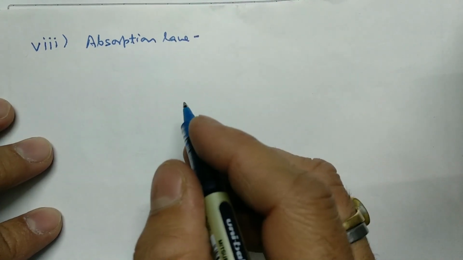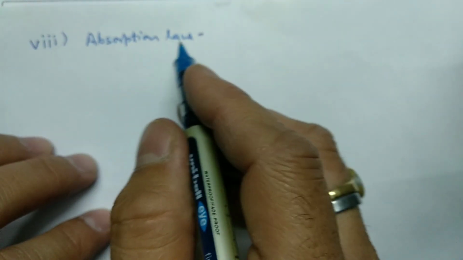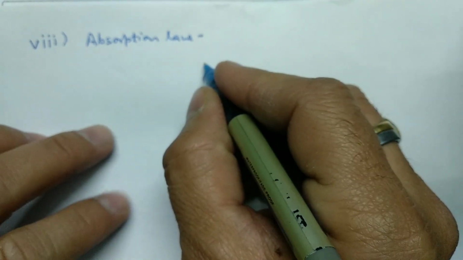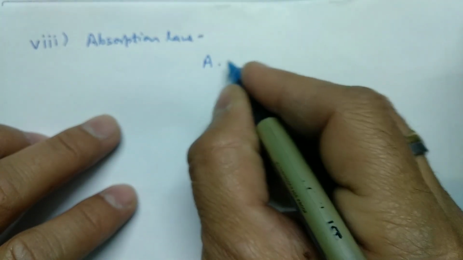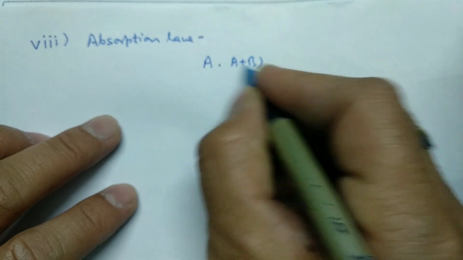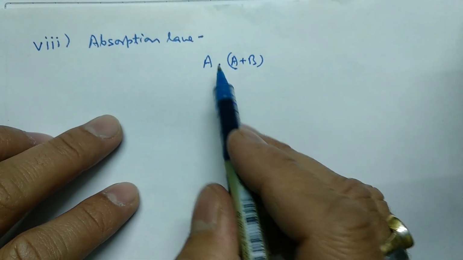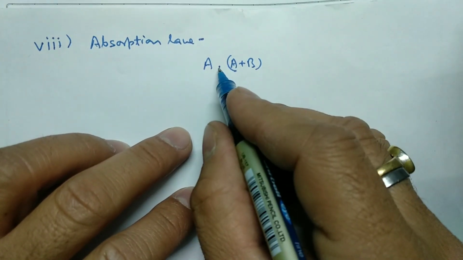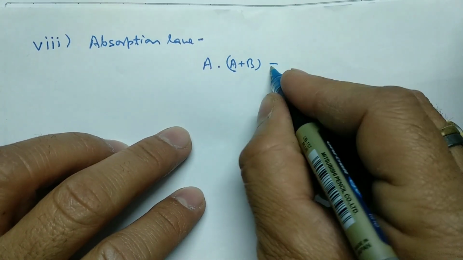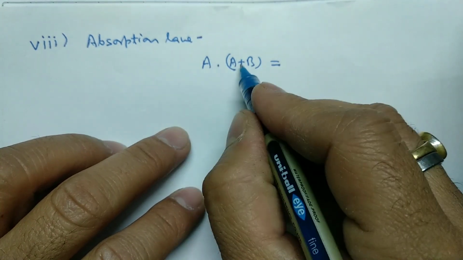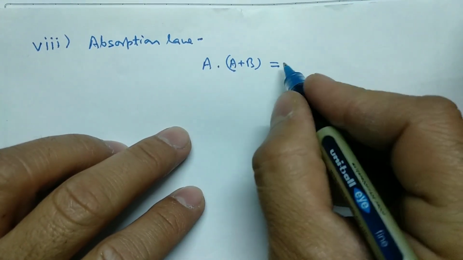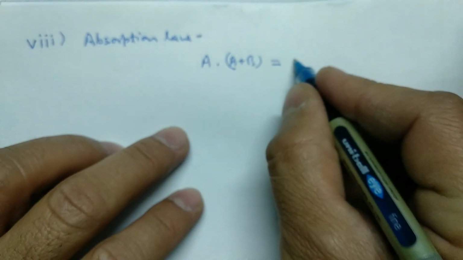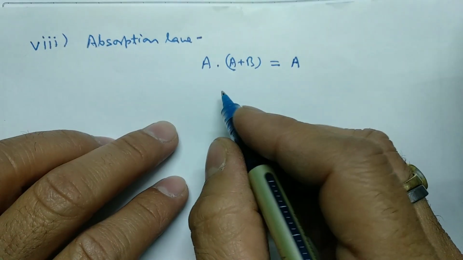Hello students, now the next Boolean law is rule number 8, absorption law. Absorption law looks like a distributive law, like A and (A or B). It's a distributive law, with a term outside and inside. But when a term like A is repeated, once outside and once inside, that will be the resultant value.